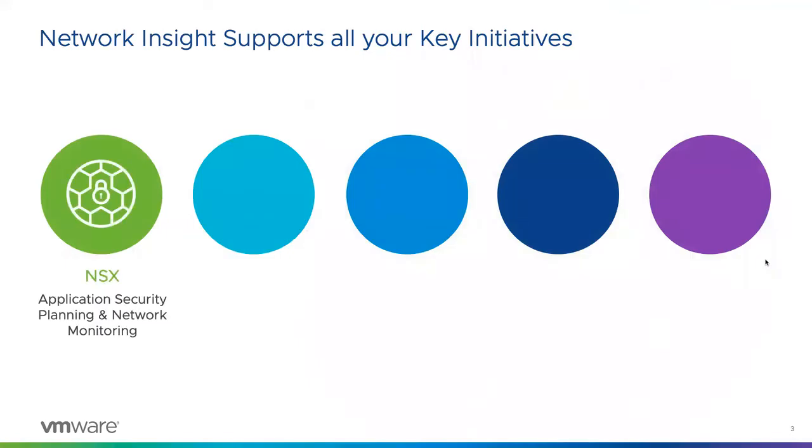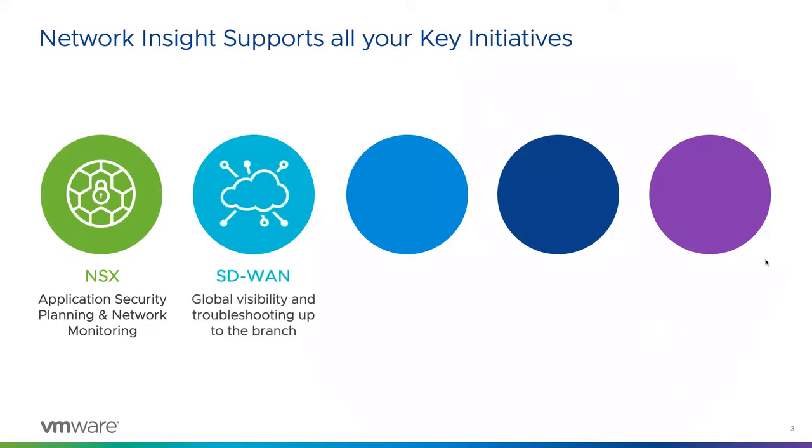When we talk about what Network Insight supports as far as initiatives, first, obviously, when we acquired Arkin, we had deep integration, and we still do, and it's continued to grow, with a heavy focus on VMware NSX. So dealing with application security planning and network monitoring within your NSX infrastructure, doing microsegmentation planning, and so on. Over the years, we've expanded the product to really support that full array of products, not just VMware, but third party also. I'll cover that here in the demo and in some of the slides.